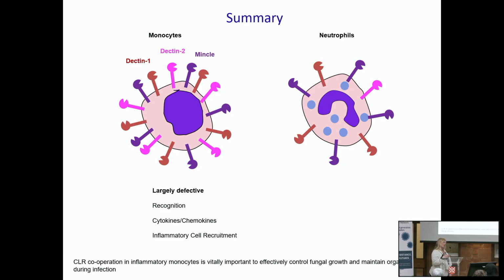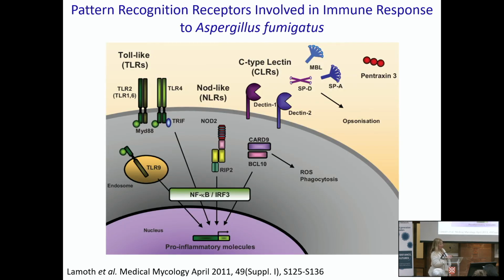So using these mice, then, we wanted to see, in terms of Aspergillus and some other fungi, does the same sort of thing happen here? Because with Aspergillus, we know that Dectin-1 and Dectin-2 are involved to a certain extent. We don't really know anything about the role of Mincle here.